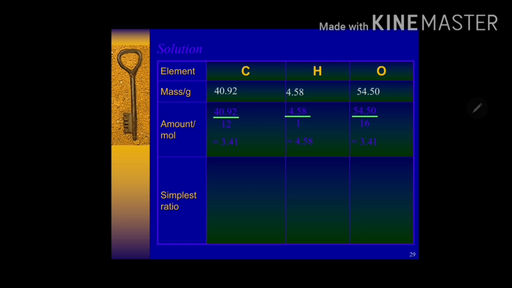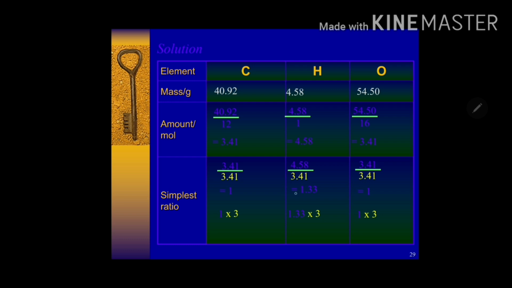So next, find its simplest ratio. How to find the simplest ratio? Divide it by the smallest number. Okay, which one is the smallest number? Pick the smallest number from the number of moles here. So you divide by 3.41. It's the smallest number compared with 4.58. So for carbon you get 1, hydrogen you get 1.33, oxygen you get 1.